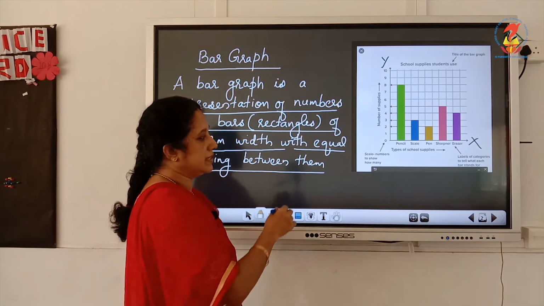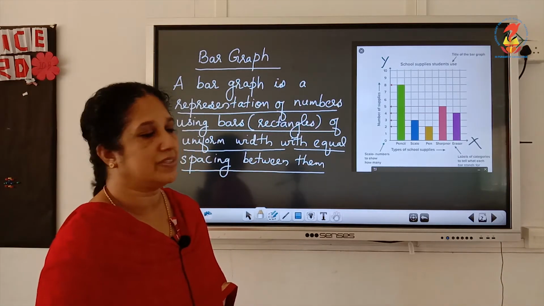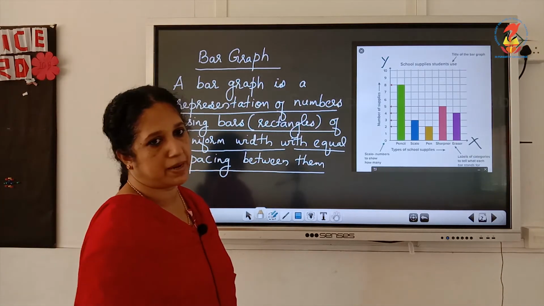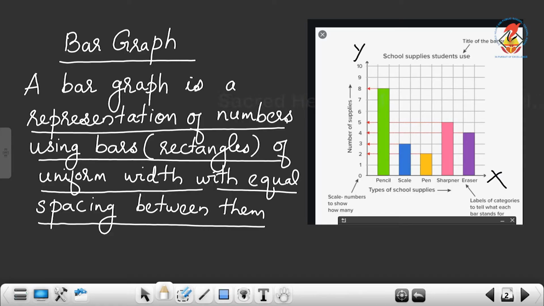Today we are going to consider the vertical bar graph. Look at this example of a bar graph. First we want to draw two mutually perpendicular lines, which we call the axes. The horizontal line we call the x-axis and the vertical line we call the y-axis. Along the x-axis we draw the rectangles or bars, and the numbers should be marked on the y-axis.